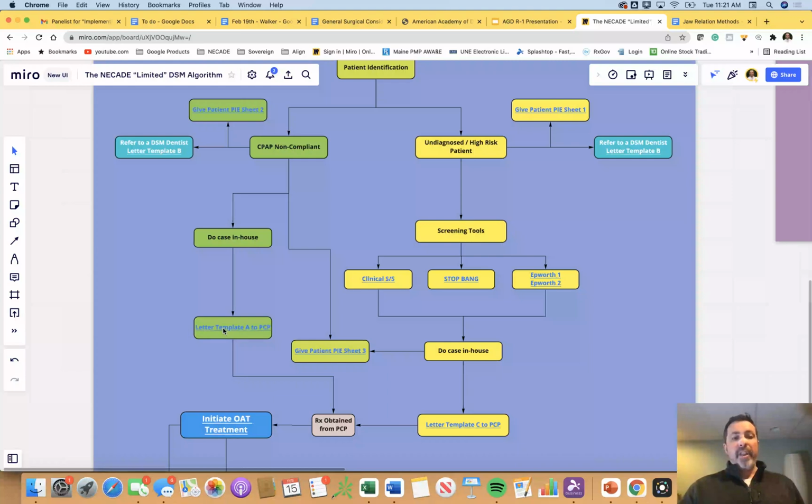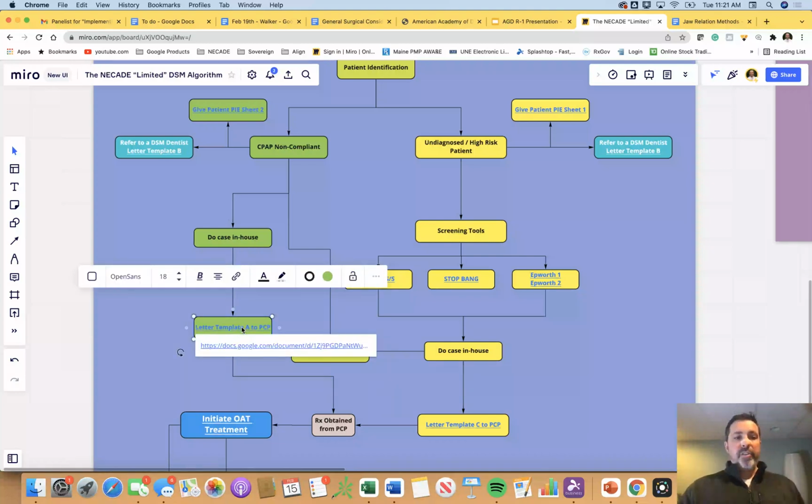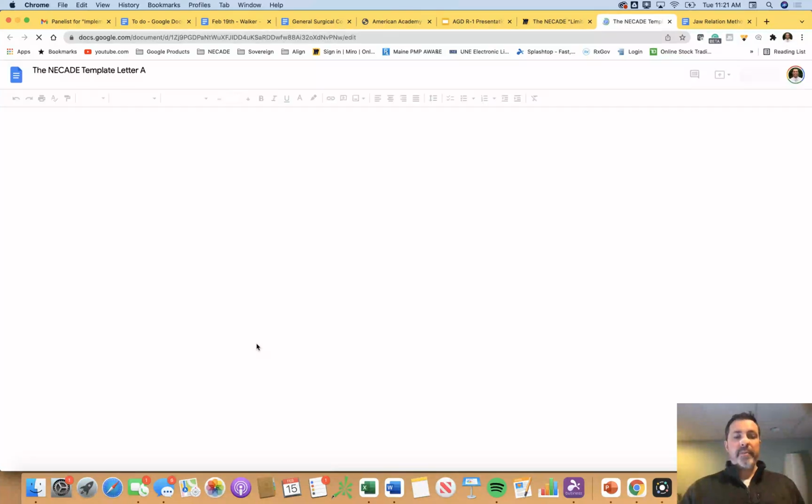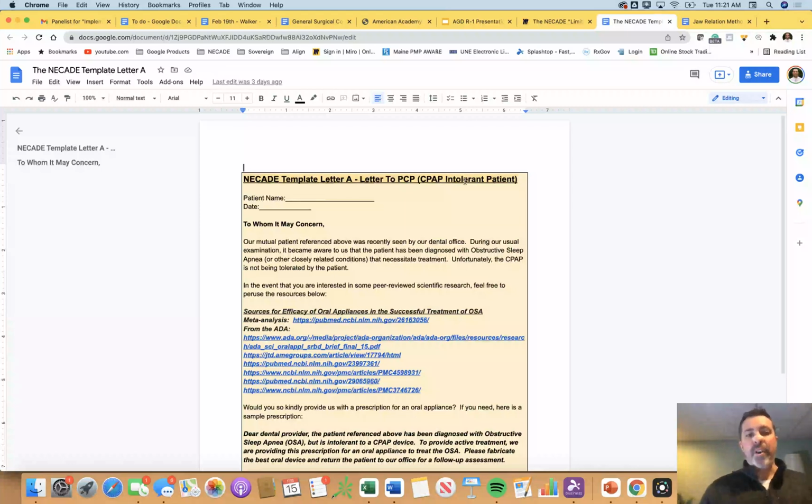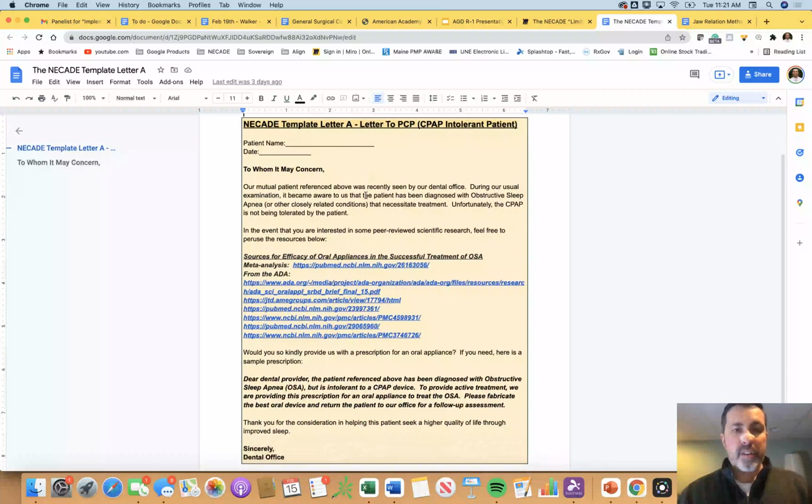Here's a letter. If you click on this, again, the mirror board has live links. You can click on this, and what will come up is a letter to the primary care physician. Let's just go ahead and take a look at it. So NECADE, template letter A, letter to the primary care physician for the CPAP intolerant patient. You can download this and change it at your will.